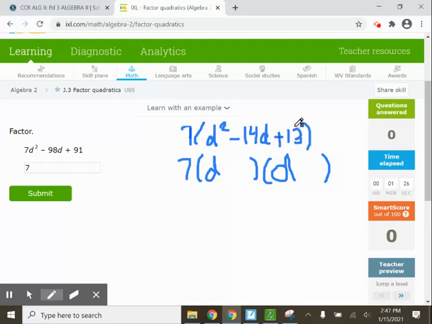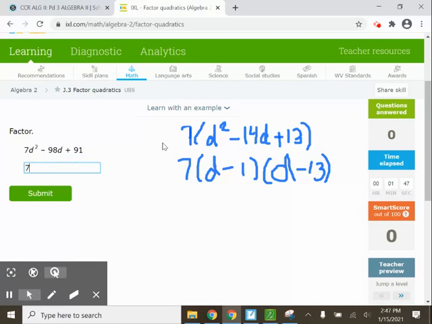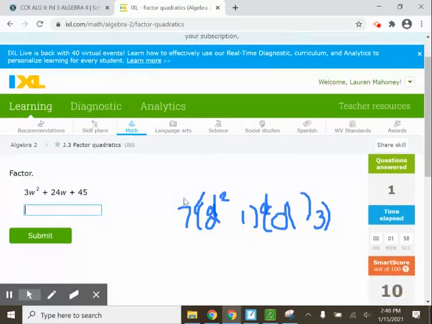Now I'm looking for factors of positive 13 that add to make negative 14. Since I'm adding to get a negative and multiplying to a positive, they do have to both be negative. And the factors of 13 that add to negative 14 are negative 1 and negative 13. And it doesn't matter what order you put them. You could do d minus 1 and d minus 13, or you could do d minus 13 and d minus 1. It doesn't really matter which way you go with that.